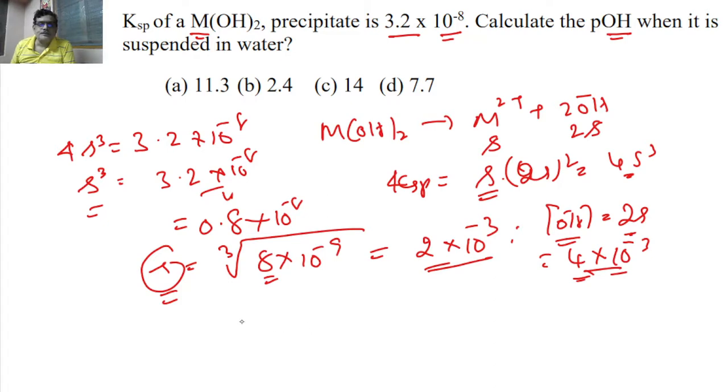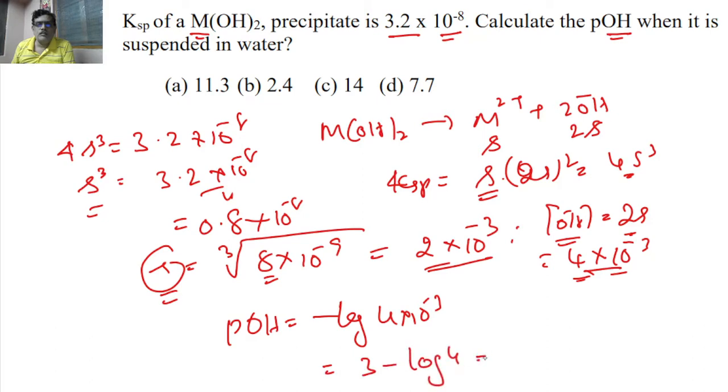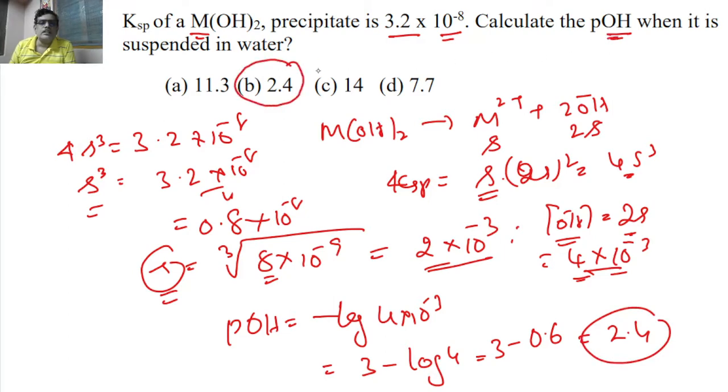So what is the value of pOH? That will be the negative logarithm of 4 × 10^-3. So that will be 3 minus log 4. Log 4 is 0.6. So it will be 3 minus 0.6, that comes to 2.4. If they ask for pOH, you can stop here, no problem, the answer is 2.4. Suppose they ask for pH, then you have to subtract, 14 minus 2.4, but the question given is pOH, 2.4. Therefore the answer is B.